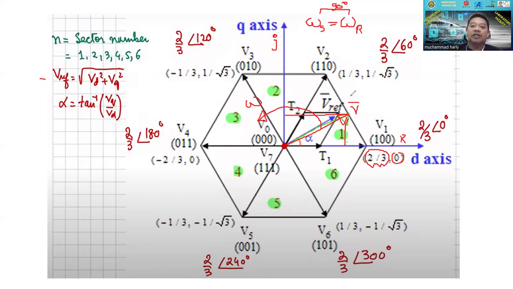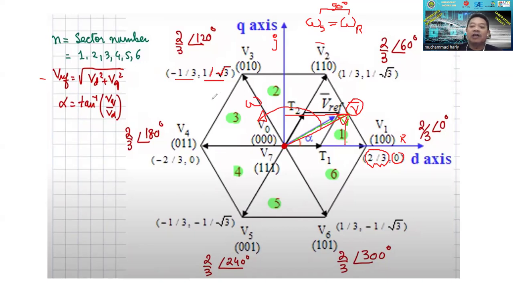And the next position is different. For example, for the position of vector V2, the real value is 1/3, but the imaginary value is 1/√3. Then for the position V3, the real value is minus 1/3, and the imaginary value is 1/√3, right? Okay. Thank you very much.